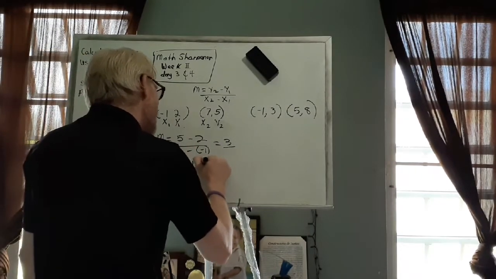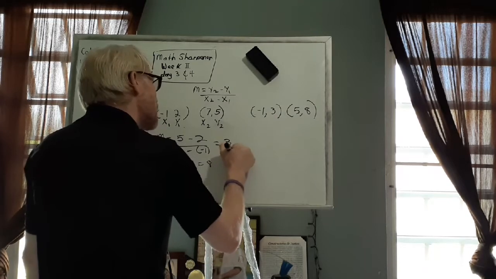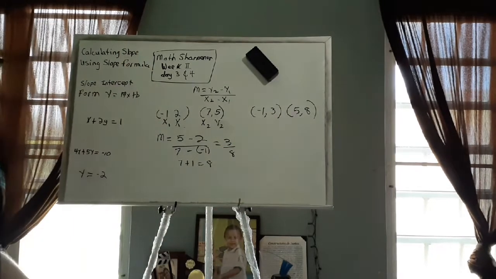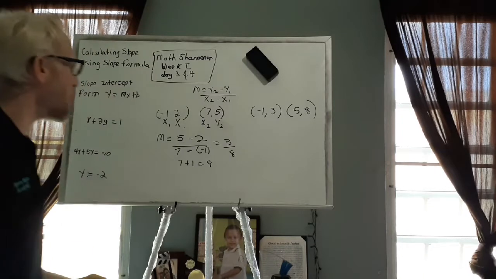7 plus 1 is 8. So the slope is 3/8. And that's how you do it, okay? Very simple. Let me recap it.